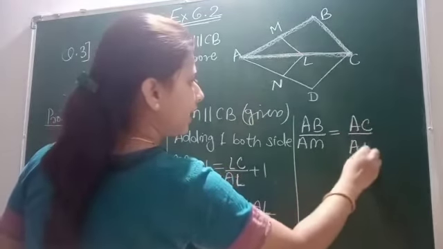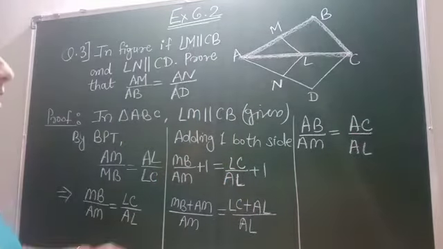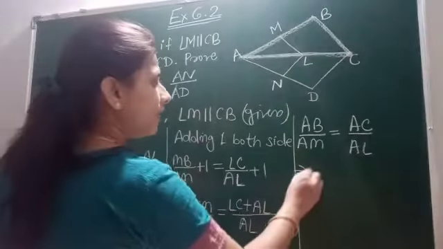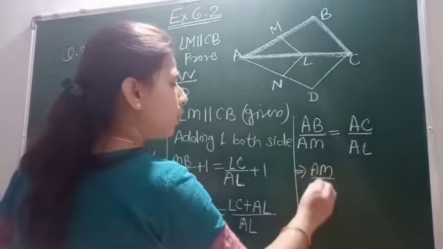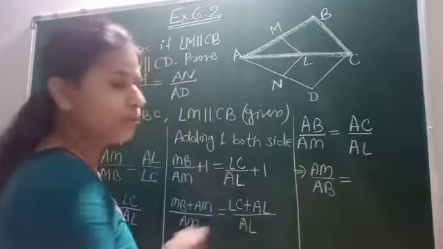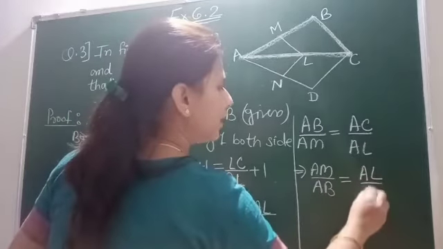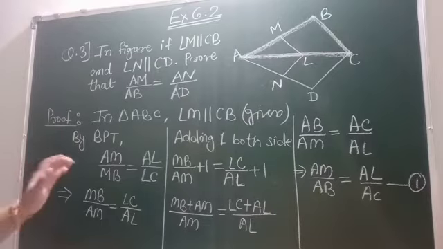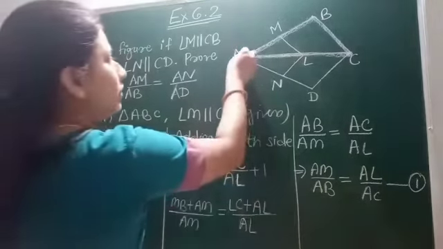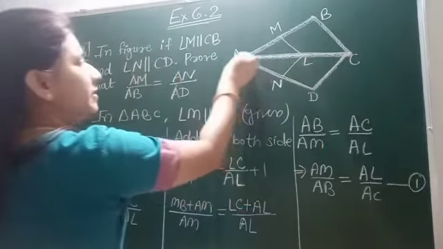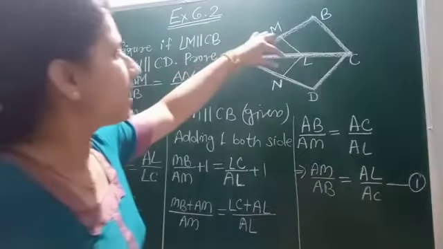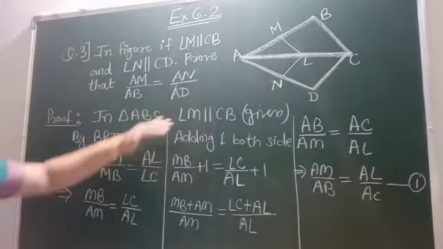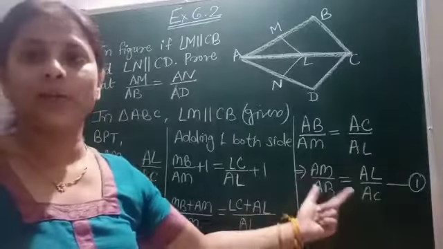AC upon AL. Now again we will take the reciprocal of this, and when we take the reciprocal, what we will get? We will get AM upon AB, which equals AL upon AC. This one is our equation number 1. Now similarly, we will take triangle ACD, in which it is given that LN is parallel to CD. Again we will apply the same procedure and we will get equation number 2.